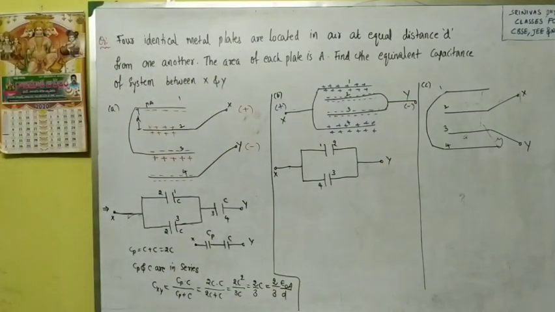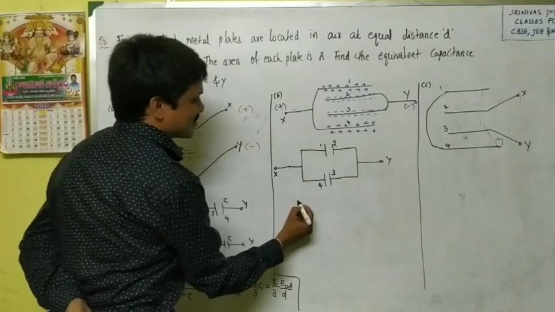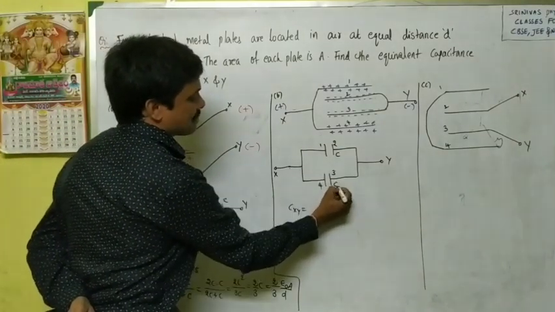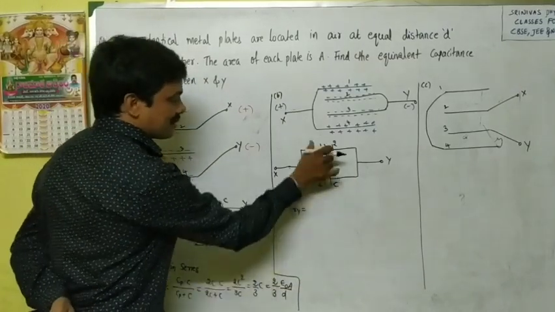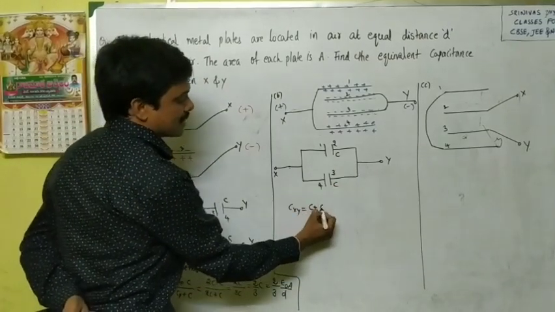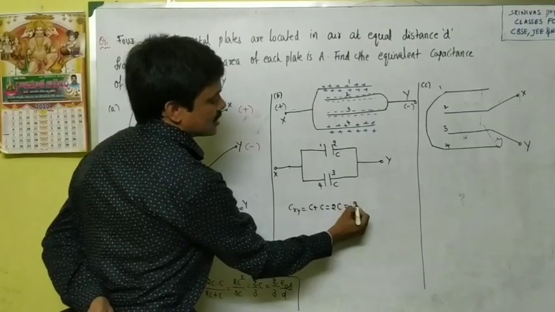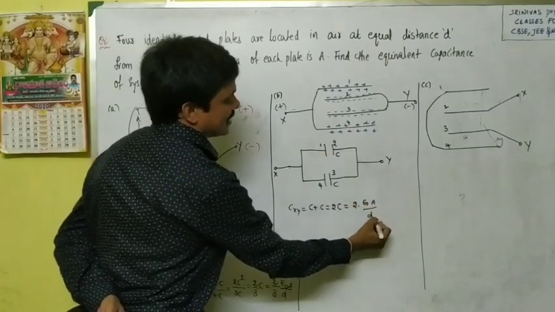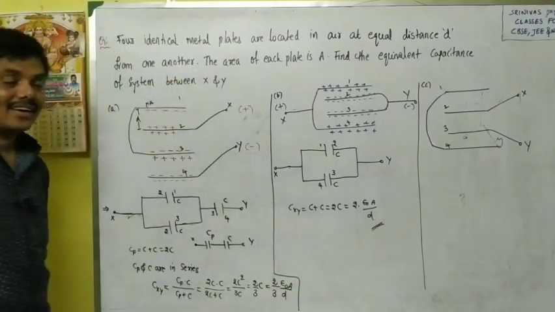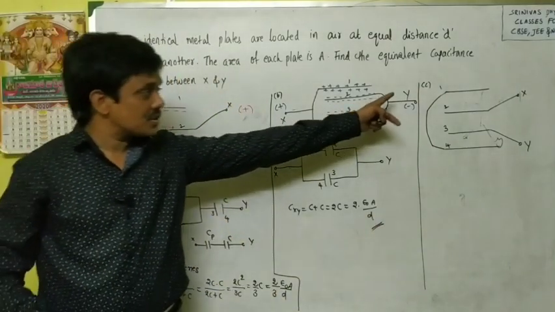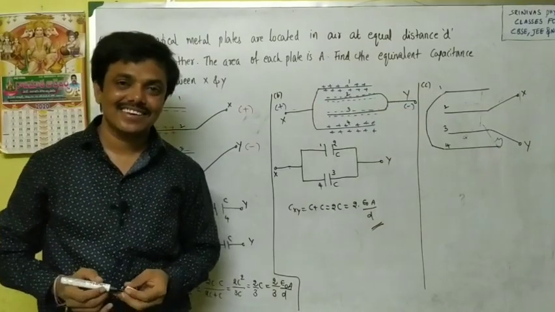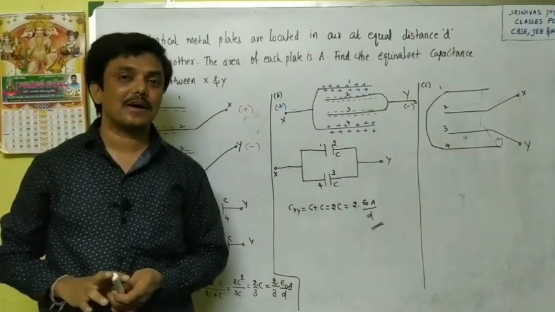The 2 capacitors only. And the effective capacitance is what? Effective capacitance between X and Y. This capacitance C, this capacitance C, in parallel combination, we have to add them, right? C plus C, that is 2C. That is 2 into C, and C is epsilon naught A by d. It was very simple, right? And now you can solve this question, and you can give me the answer in the comment.